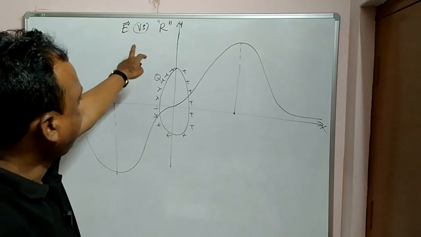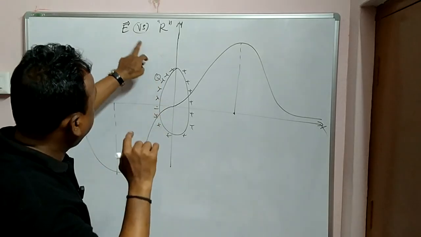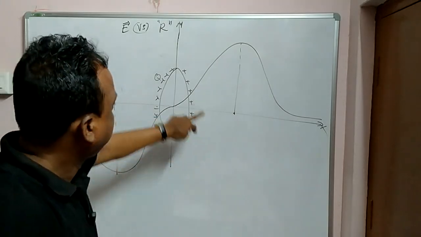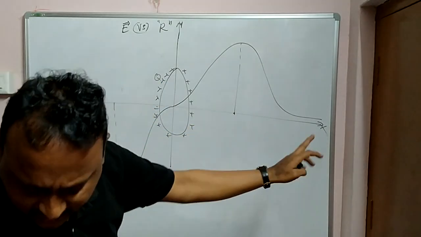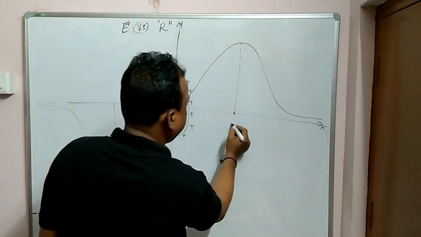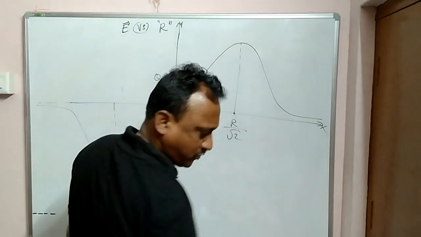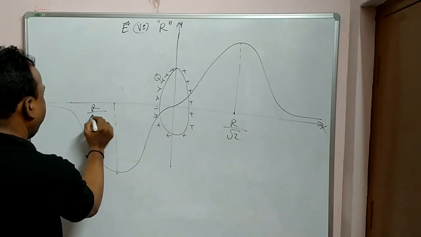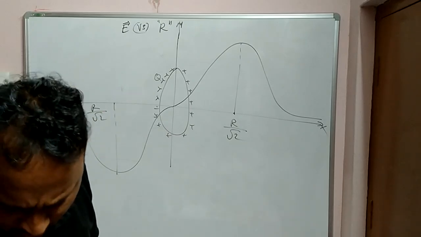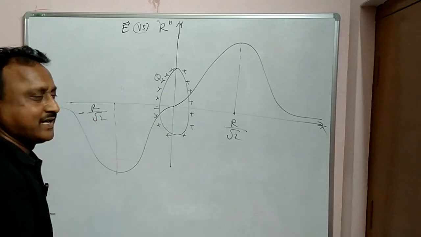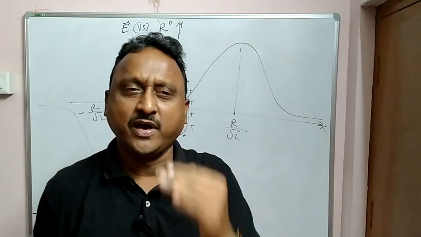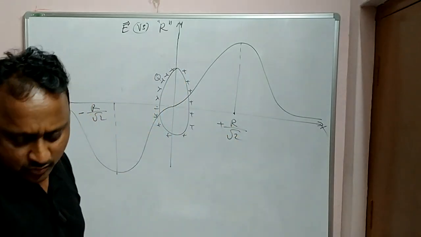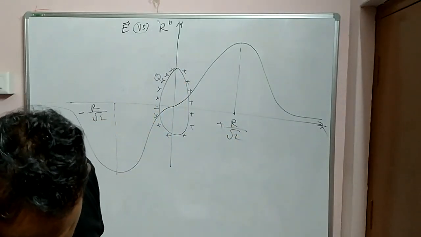This is the graph for electric field intensity E for a uniformly distributed charge on a circular ring. Here the x value on the positive side is r by root 2, and on the negative side it is minus r by root 2. As I said earlier, the x value lies between plus r by root 2 and minus r by root 2. Clear?